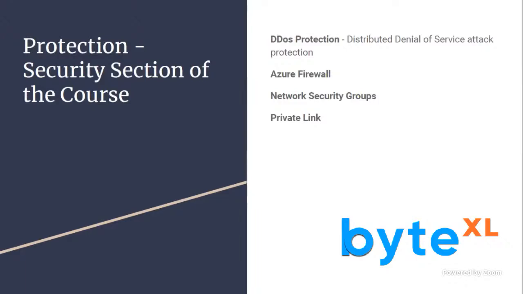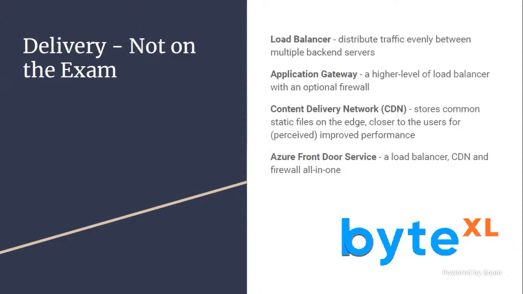The next one is the protection security section. It includes DDoS protection, that is distributed denial of service attack protection, Azure Firewall, network security groups, and Private Link. So these are the different ones.